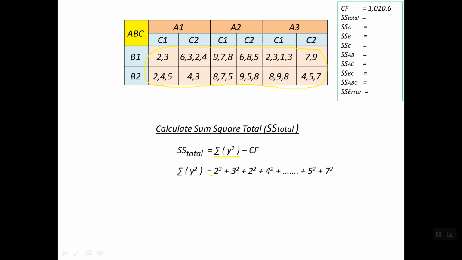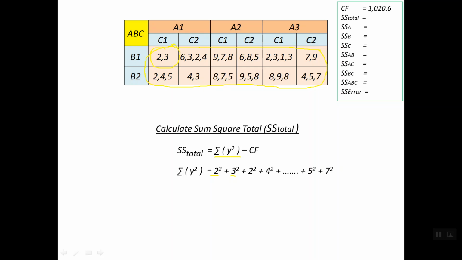We start with the first observation, which is 2. We square it, then we square the 3. Notice that 2 and 3 are inside this cell or this group. It is a group A1, B1, C1. So we have 2 observations. The first is equal to 2 and the second is equal to 3. So we make the square of these observations and sum them.